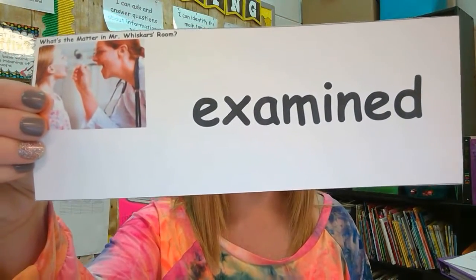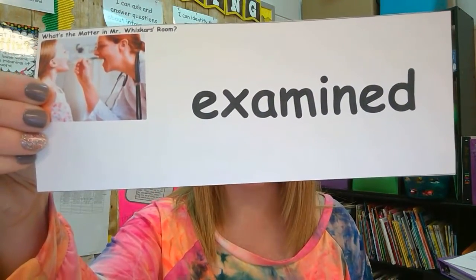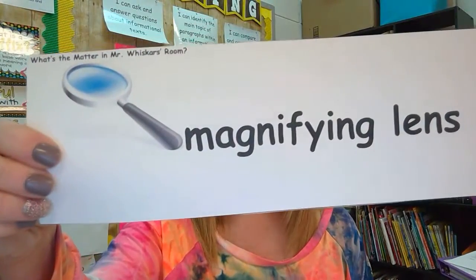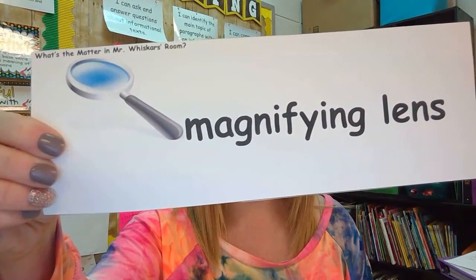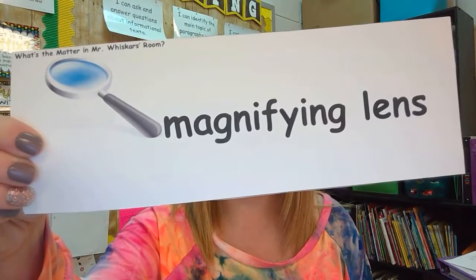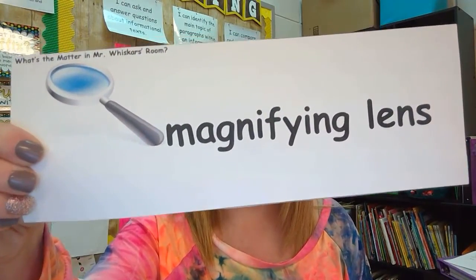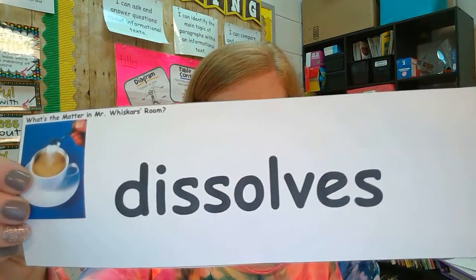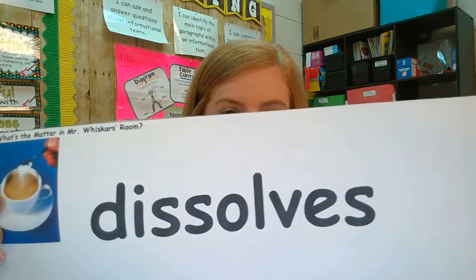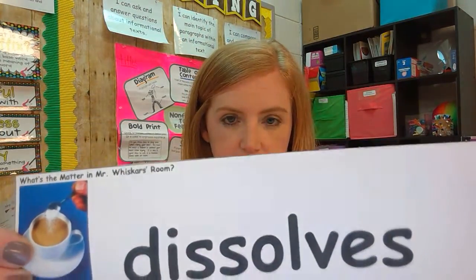Examined means to investigate thoroughly or to look at closely. Magnifying lens is a tool used to look at small or detailed things and makes them look larger than they really are. And lastly, the word is dissolves. Dissolves means to break down or become incorporated into a liquid to form a solution.